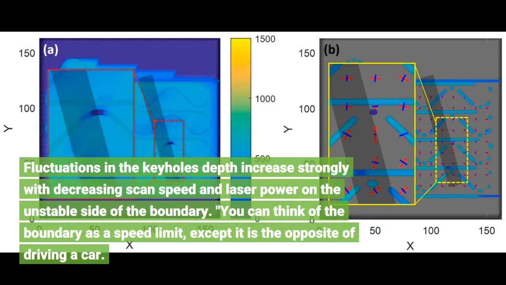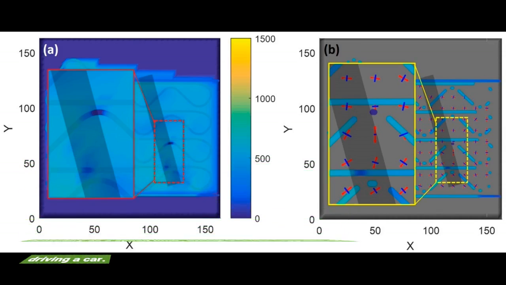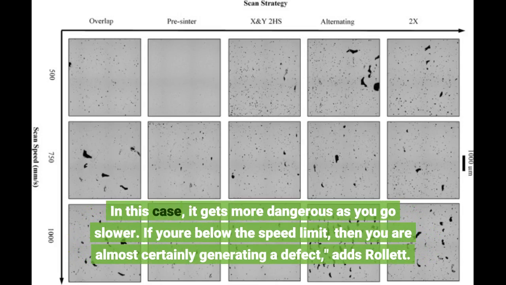Fluctuations in the keyhole's depth increase strongly with decreasing scan speed and laser power on the unstable side of the boundary. You can think of the boundary as a speed limit, except it is the opposite of driving a car. In this case, it gets more dangerous as you go slower. If you're below the speed limit, then you're almost certainly generating a defect, adds Rollett.